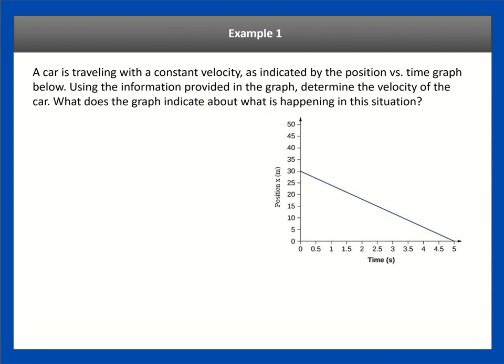So let's look at an example. A car is traveling with constant velocity, as indicated by the position versus time graph below. Using the information provided, determine the velocity of the car. What does the graph indicate about what is happening in this situation? So if I look at the position versus time, first off, I need to find the slope, right? So that's going to give me the velocity. And the easiest points to choose are obviously these ones here, that one and this one. Those are the easiest ones because that's the y and x intercept. And so if I use those 2 points, I can get the rise over run, the change in x over change in t. So let's go ahead and calculate that.